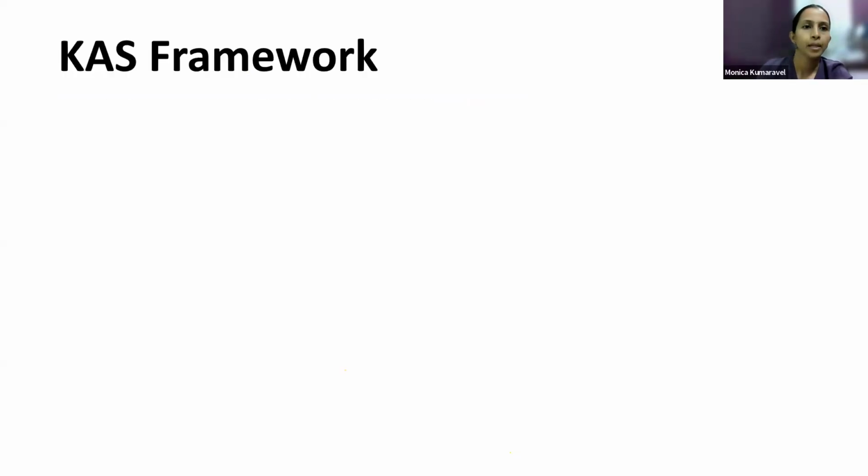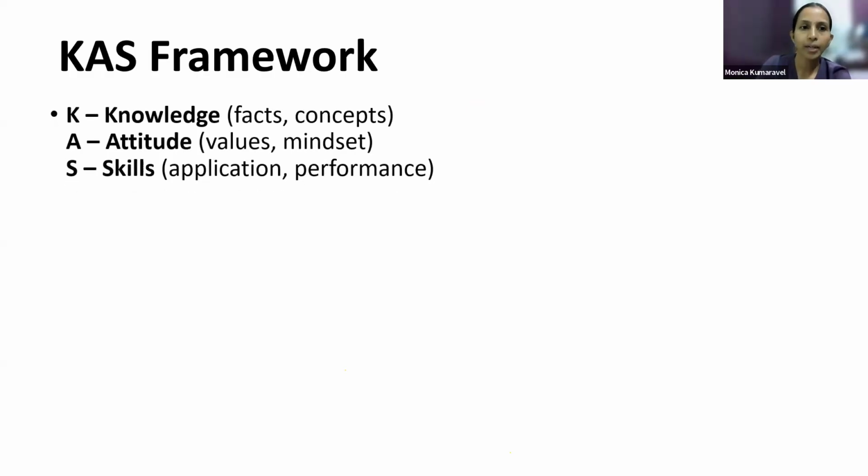Okay. Now we are going to come to the last type, which is the KAS framework. KAS stands for, can anyone tell? If you remember, can you tell what is KAS? Knowledge, attitude, I've forgotten the S. Yes, skill. Okay, thank you, sir. You remember. So knowledge, attitude, and skill.